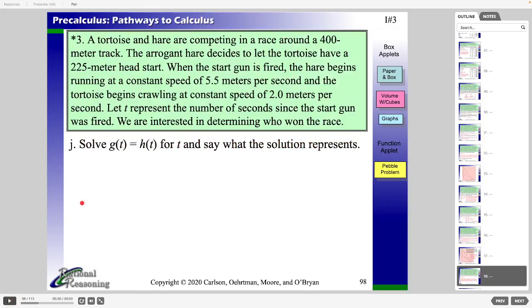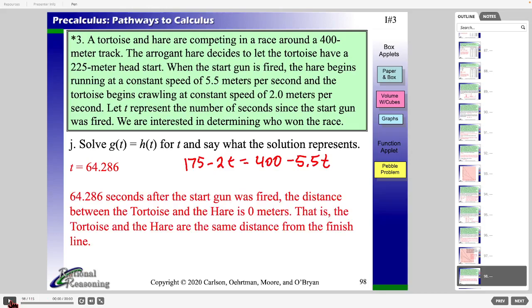Okay, so where are they equal? Again, we saw that on the graph. It was about 60 seconds, but we'll just walk through this. We set the two equations equal to each other, and yeah, I said about 65 from the graph, but what you would have to solve for is, what is g of t? Well, that's the tortoise. That was 175 minus 2t. You set that equal to 400 minus 5.5t. When you solve that for t, you see that that happens at 64.28 seconds. That's where they are going to be passing each other. They're going to be at the same location. There is no distance between them.